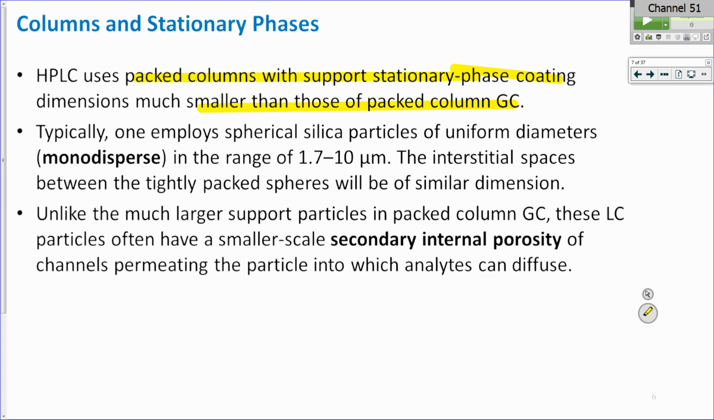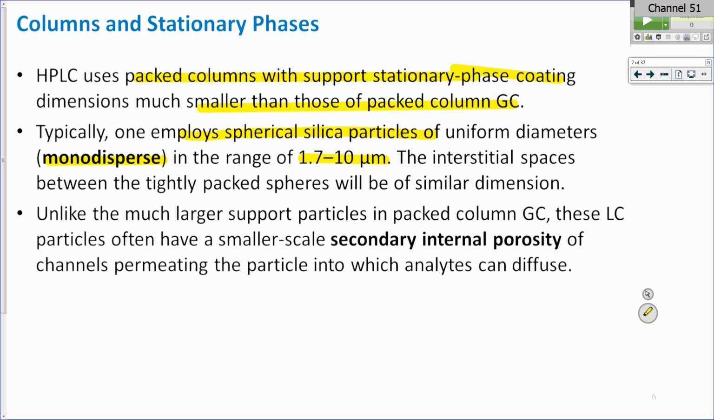Most common type of particle uses some type of a silica particle. Most common shape is spherical because we can pack that more uniformly. And the idea is that you want all the particles to be exactly the same size, or monodispersed is the term for it. And typically we're looking at things that are going to be in the neighborhood of a couple of microns to 10 microns.